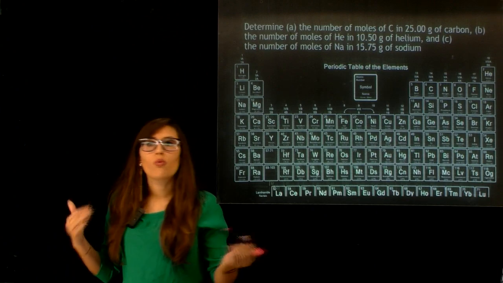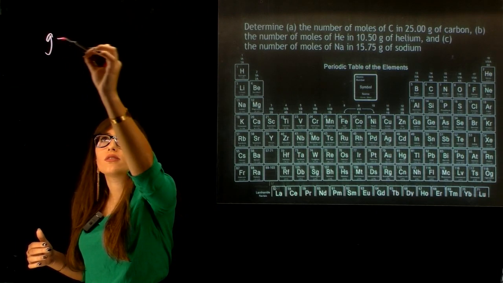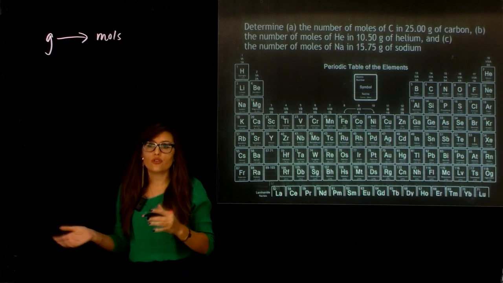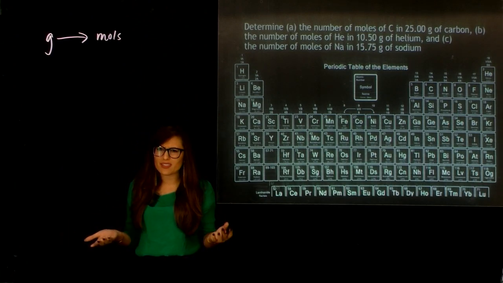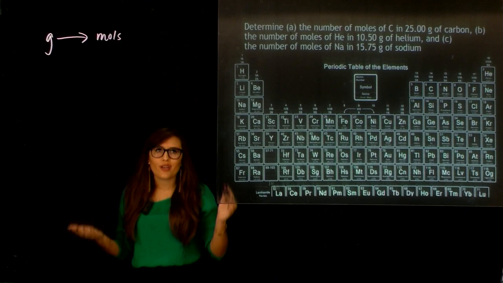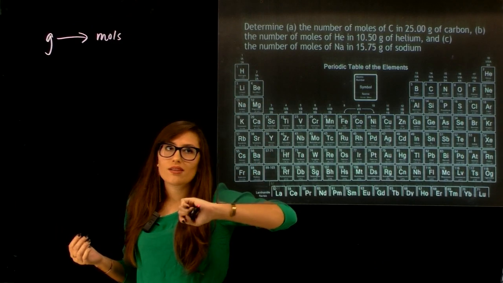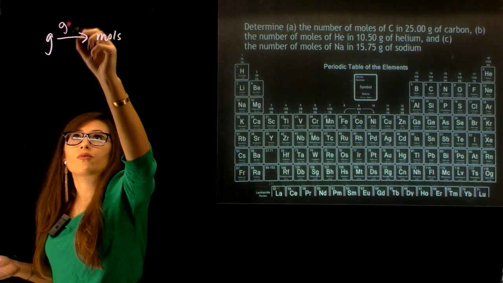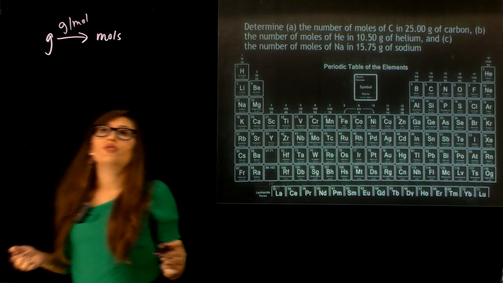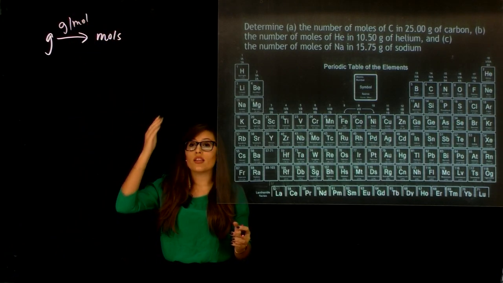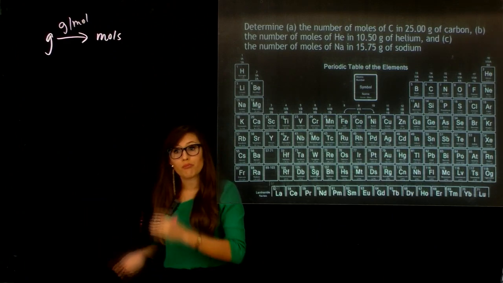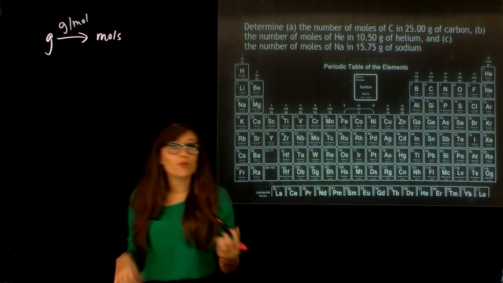So in this case, we're going from grams to moles. And so in order to do that conversion, what do we need to use? Well, we know the atomic masses on the periodic table have units of grams per mole. So we can use those units, grams per mole, as a conversion factor to convert between mass and moles. That's what we're going to be doing.